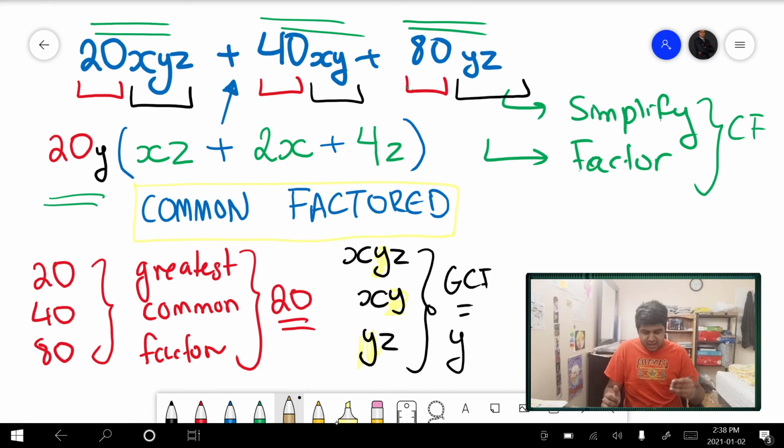So first of all, we have 20y times xz. That makes sense because it's 20xyz. Let's move on. We have 20y here times 2x. 20 times 2 gives us 40, and y times x gives us xy. And the final term that we have is 80yz. Well, we have 20 times 4, which gives us the 80, and then y times z, which gives us yz, right? So this is exactly how we common factor.